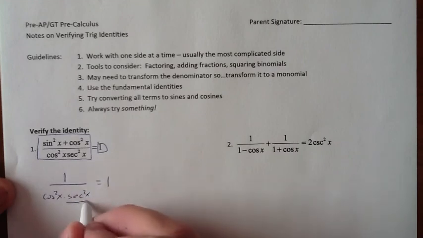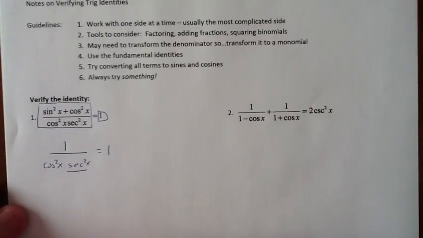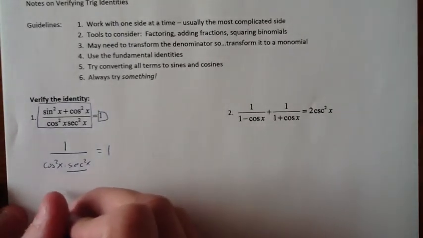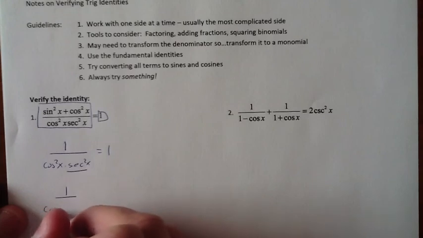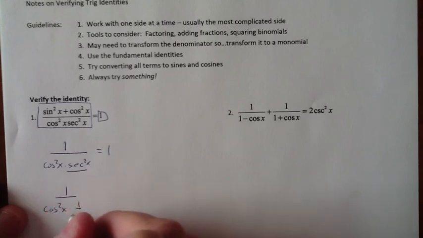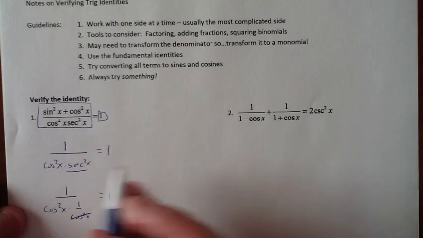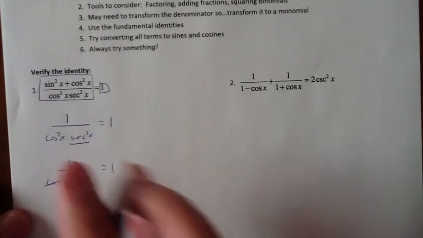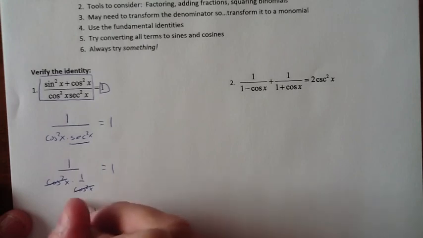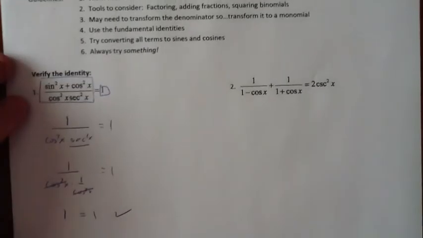But you should recognize what secant squared is. Secant is just 1 over the cosine. So I can write this as 1 over cosine squared of x times 1 over cosine squared of x equal to 1. And hopefully we recognize these should cancel. And what do we get? 1 equals 1. We're done. Very easy to do these.